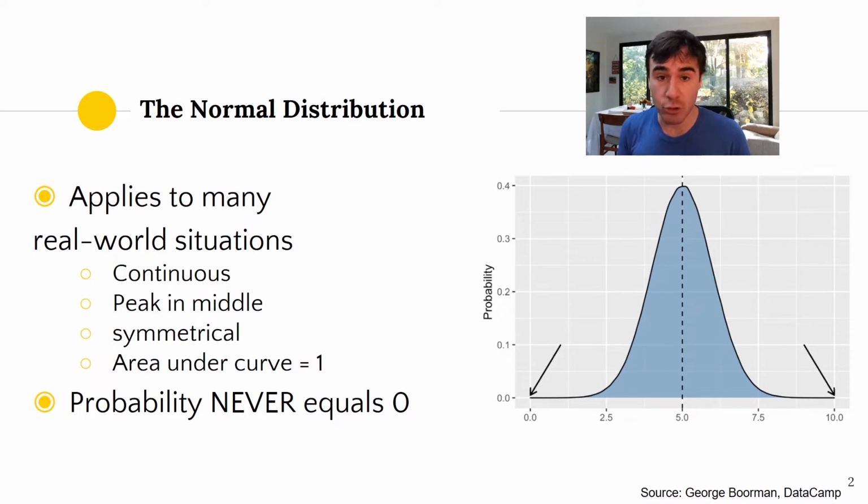It's also symmetrical. So we see the peak in the middle and the slopes that are symmetrical on either side of it. The area under this curve equals 1 or 100%. That's true for all continuous probability distributions, but the probability never equals 0. So you see these arrows here at either ends of the tail of the normal distribution. Those are very, very close to the x-axis. So it almost looks like the probability of those extreme values is 0, but it's never exactly 0.